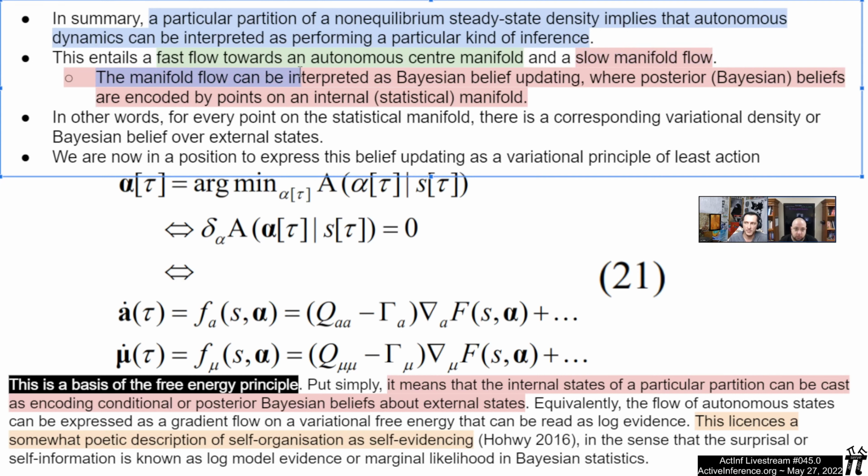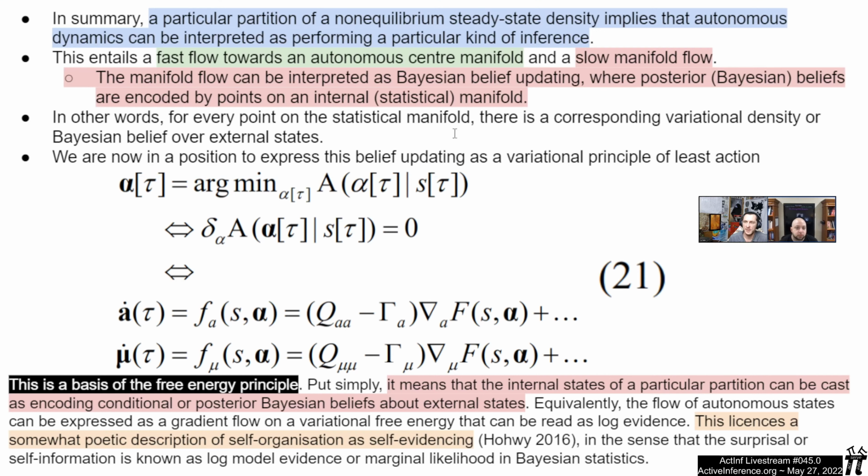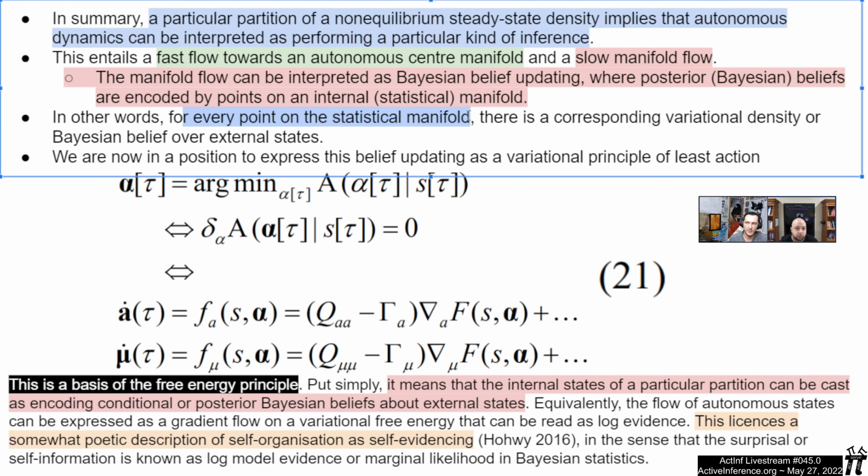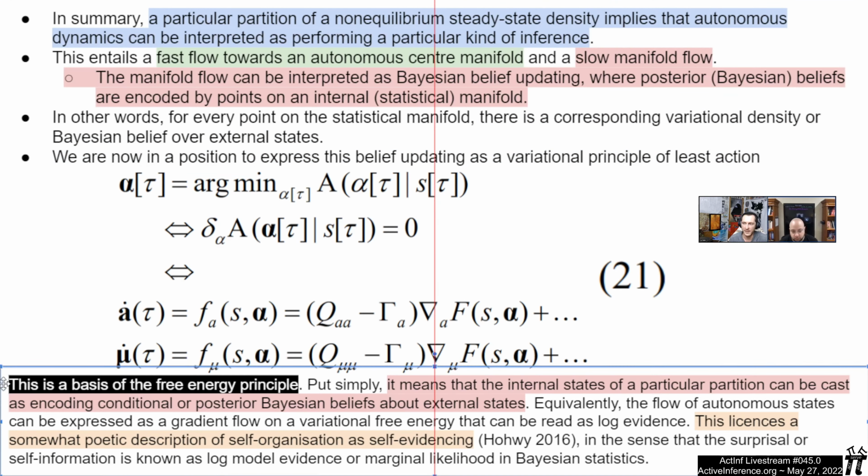The manifold flow can be interpreted as Bayesian belief updating, and posterior Bayesian beliefs are encoded by points on the internal states statistical manifold. In other words, for every point on the statistical manifold, that synchronization manifold, there's a corresponding variational density or Bayesian belief over external states. These are internal states about external states conditioned on the particular partitioning. And that can now be expressed as the variational principle of least action. This is the basis of the FEP.